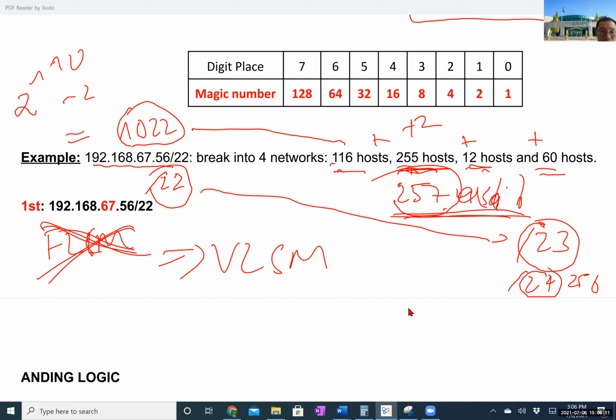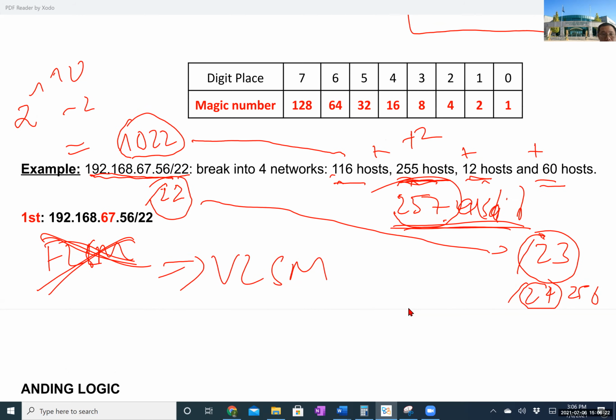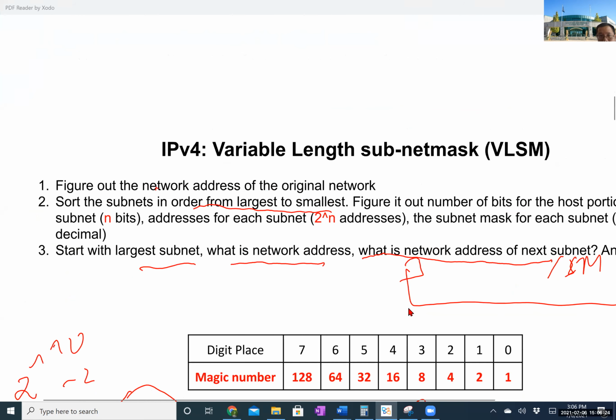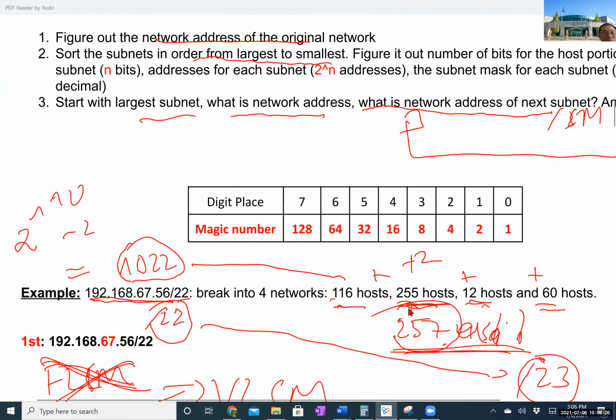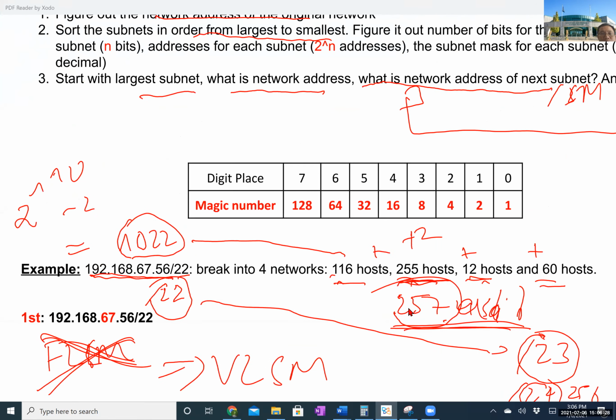Now, come back to my problem. That is the IP address and that is the subnet mask: 192.168.67.56 and /22. The first step, you have to find out the network address for this one. If you have 192.168.67.56/22 here, what is the network address?